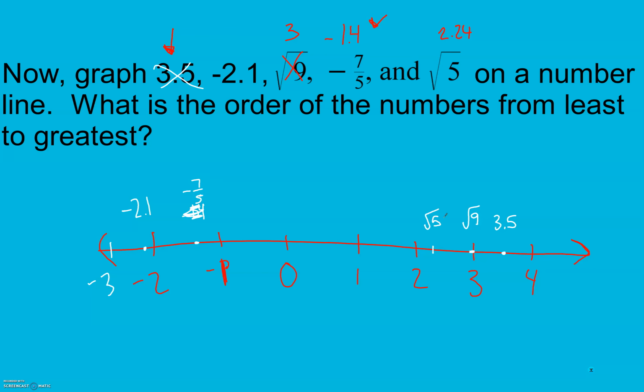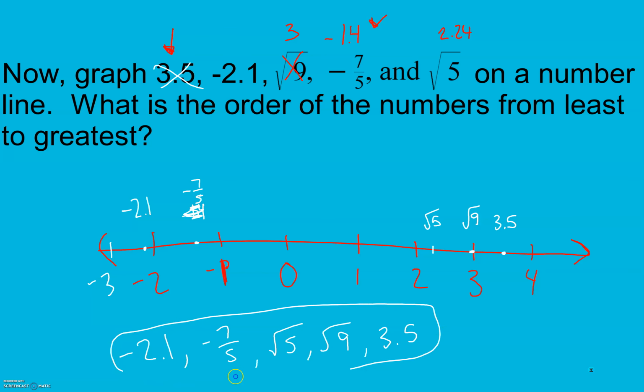So I already have these in order. If I wanted to list them from least to greatest, I'd have negative 2.1, negative 7 over 5, square root of 5, square root of 9, and 3.5, from least to greatest.